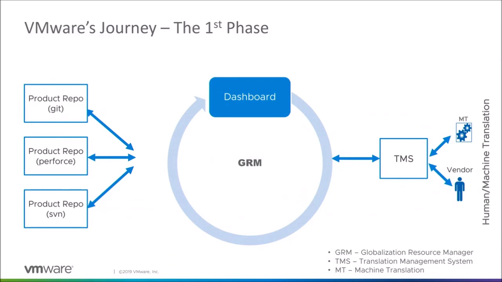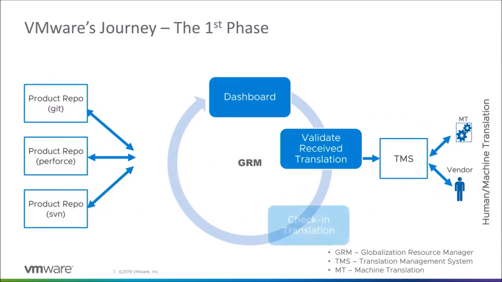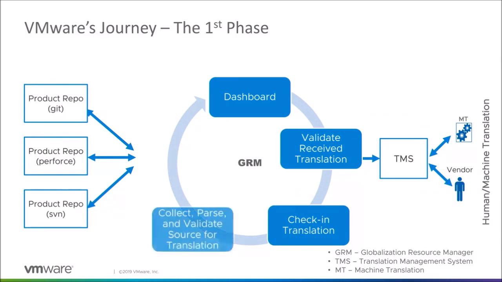Essentially, all it does is you can click one by one. There are several tasks to be achieved by the GRM system. One, obviously, is how you can, either based on scheduling or on demand, get English source from any product repository, right? There are so many VMware products, so many different repositories. How do we get that, right? And automatically. This is one task.